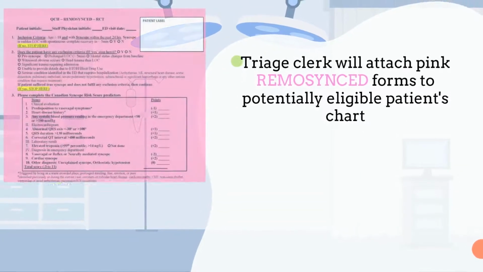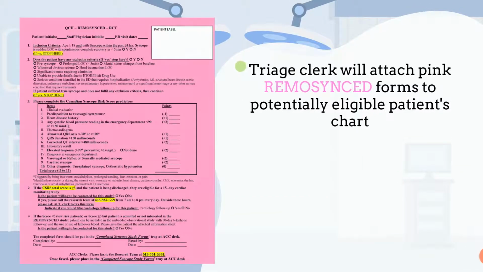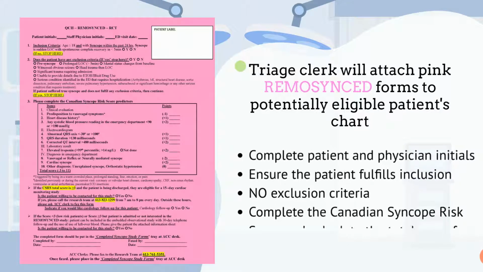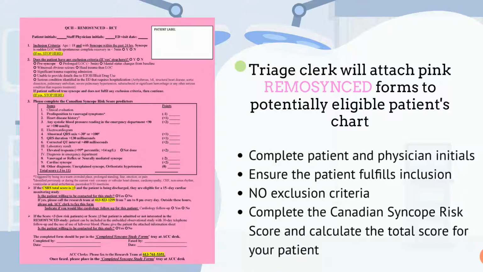For potentially eligible patients, clerks at triage will attach the pink study form titled RAMO-Sync RCT. This form is similar to the completed implementation study form. Complete patient and physician initials. Ensure the patient fulfills inclusion and does not have any exclusion criteria. Then complete the Canadian Syncope Risk Score and calculate the total score for your patient.